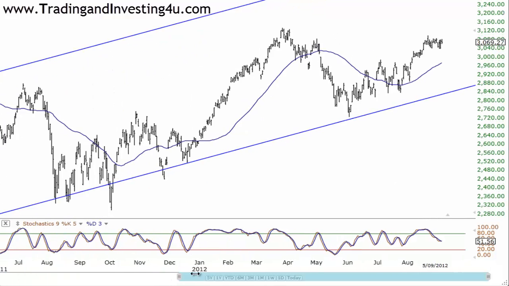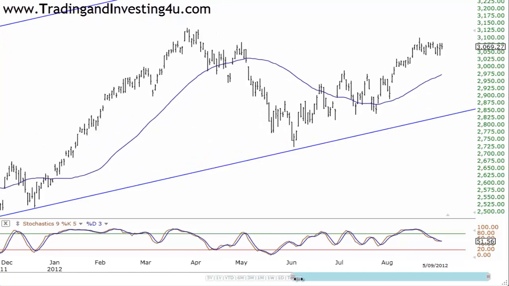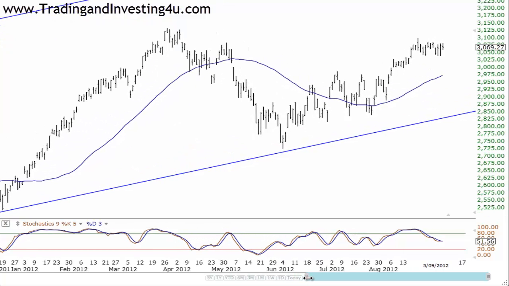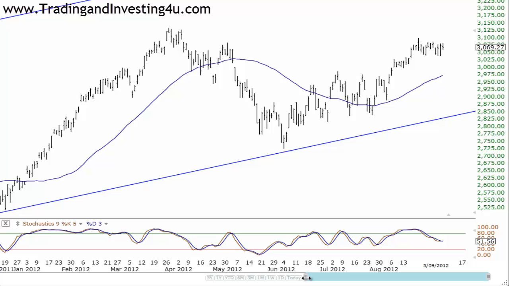Now let's squeeze in to, say, 1 year to see what's happening on a smaller time basis. What do we see? Well, the first thing we see is that we had a major trend line coming down through here. Look at that through there.